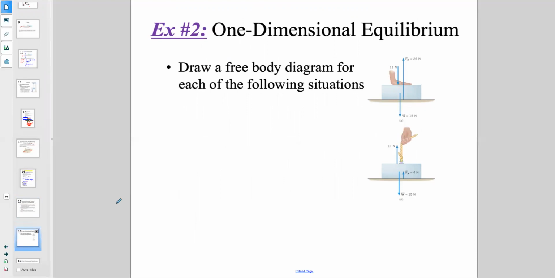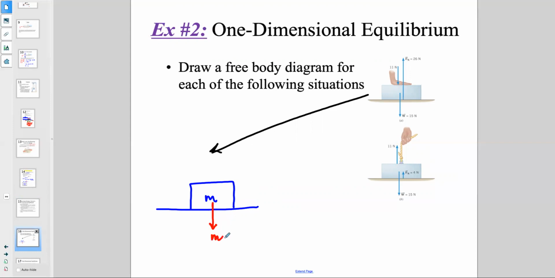One-dimensional equilibrium along the y direction. Draw a free body diagram for each of the following situations. So what I have here in this top one, let's draw it. It's already been drawn, but I wanted to make it a little bit better. So I have an object with mass m, and then what I have here is mg downward, or w, okay? I have it right there, force by gravity or weight. And it's a force, so I can just put an arrow on top. So it's always towards the Earth's center.